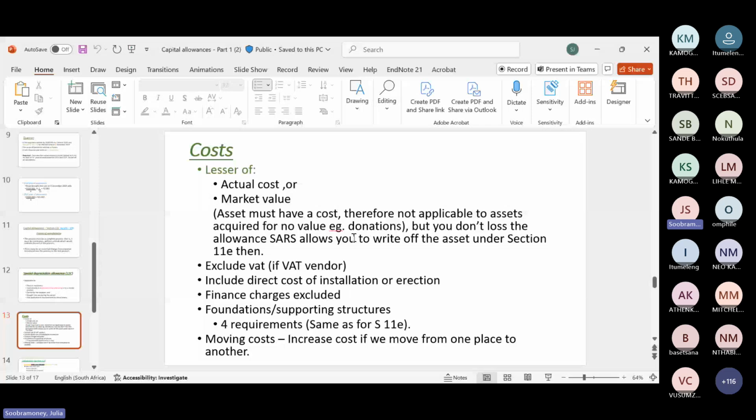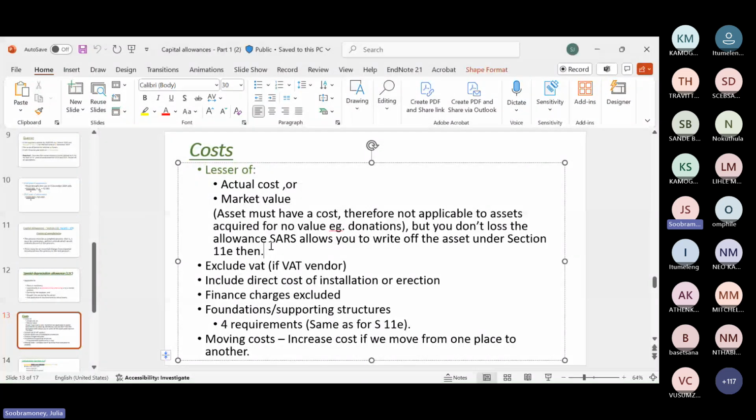Okay? But SARS is generous here. SARS says it's okay. Even though you cannot claim Section 12C, SARS will allow you to claim it under Section 11E. So very important, and make a note on this, that if this comes up, you know that it's no longer a Section 12C asset. Automatically now there's a special rule that says it will be 11E.